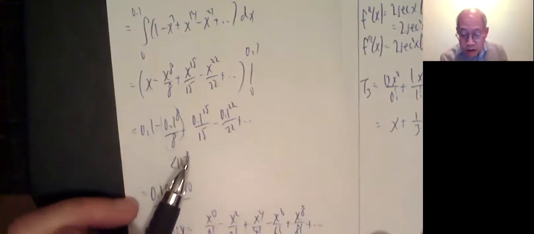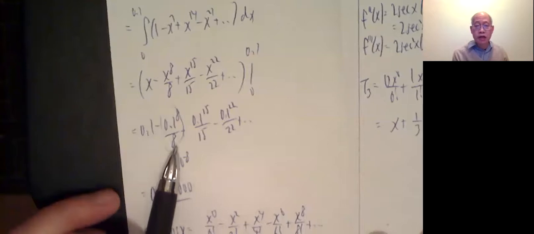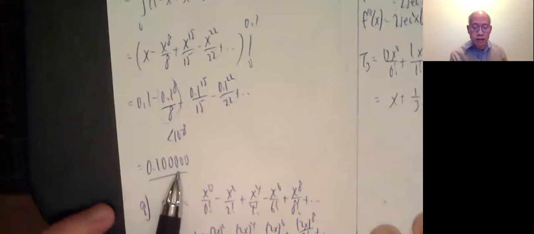Well, they want an accuracy to 6 decimal places. This is already less than 10 to the minus 8, actually, because the top is 10 to the minus 8, and if you divide by 8, it's only going to get smaller. So I only need the first term. So there it is, 0.100000, since it says 6 decimal places.